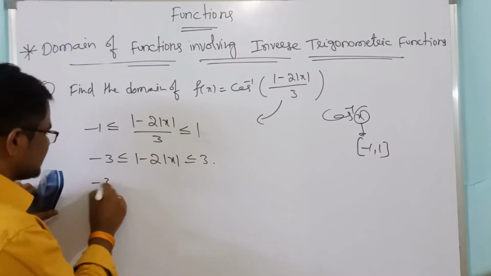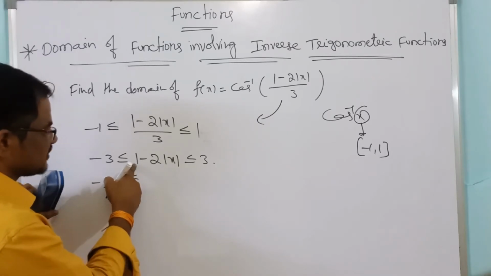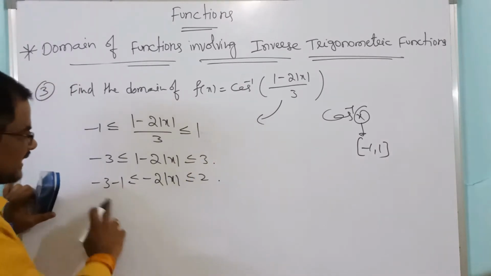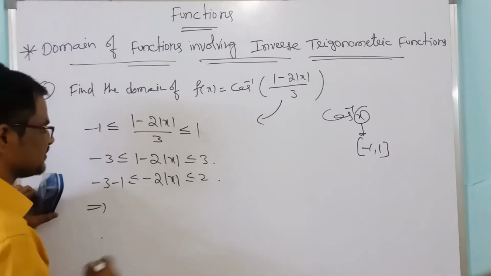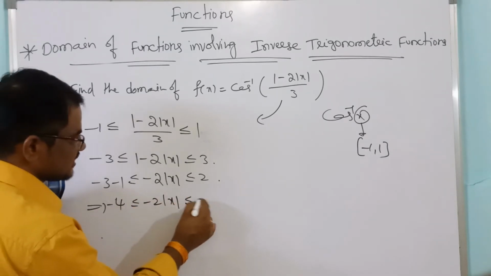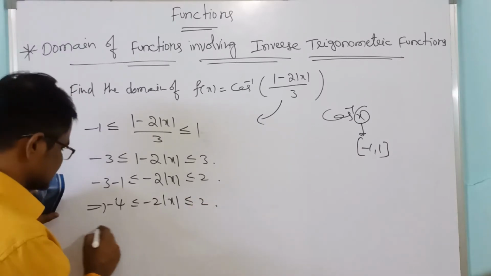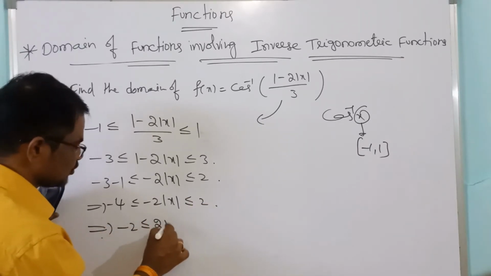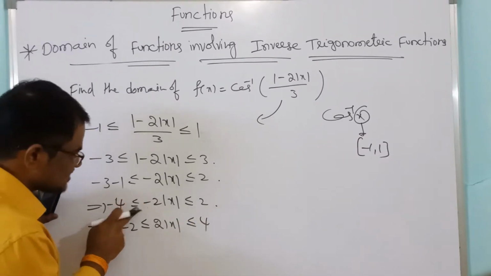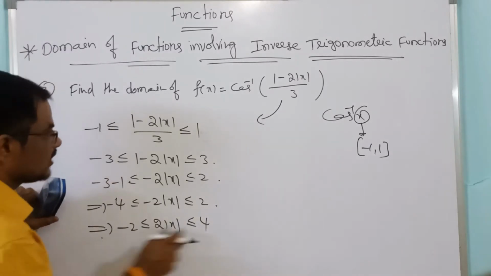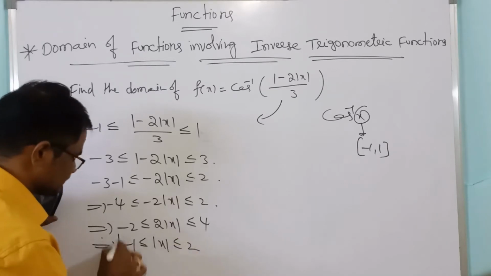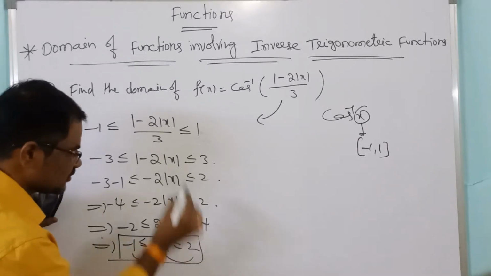So here minus 3 minus 1 less than or equal to, minus 1 plus 1 get cancelled, minus 2 mod x less than or equal to 2. If you simplify, minus 4 less than or equal to minus 2 mod x less than or equal to 2. Multiply with minus, that implies minus 2 less than or equal to 2 mod x less than or equal to 4, because if you multiply with minus, the less than or equal to becomes greater than or equal to. Now divide by 2, that implies minus 1 less than or equal to mod x less than or equal to 2. So here there are two conditions.